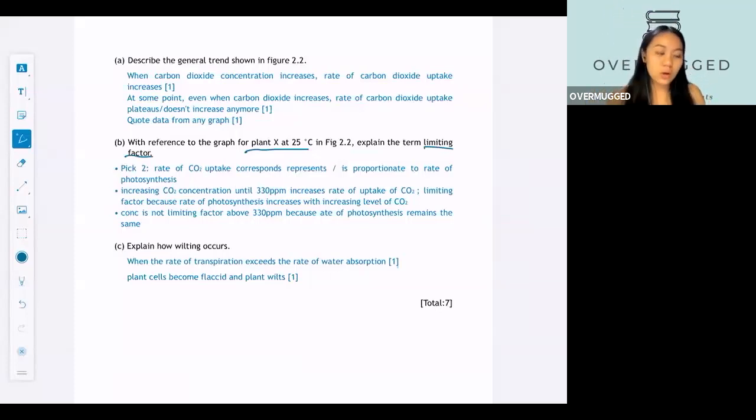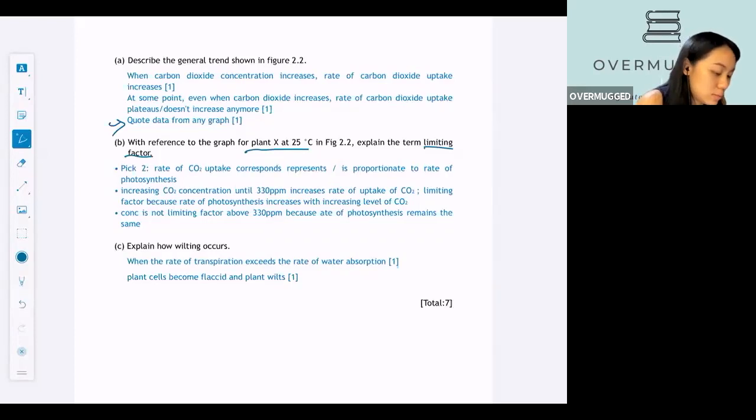But you can use any data, quote data from any graph, as I mentioned here. Back to question B. Limiting factor is something that you guys learn and you should know the definition. A limiting factor is a factor that when increased, will directly affect a reaction. So when something is increased, the rate of reaction increases.